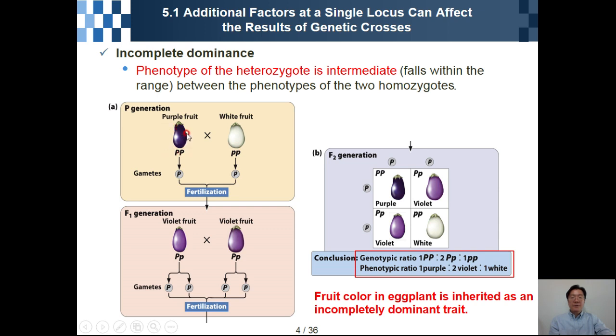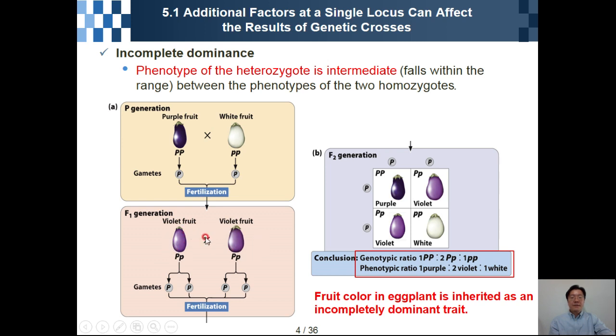They make gametes (배우자), large P or small p. After fertilization, the F1 generation has large P, small p. But the phenotype is not purple and not white. The phenotype of the heterozygote is intermediate, falling between the phenotypes of the two homozygotes: violet.